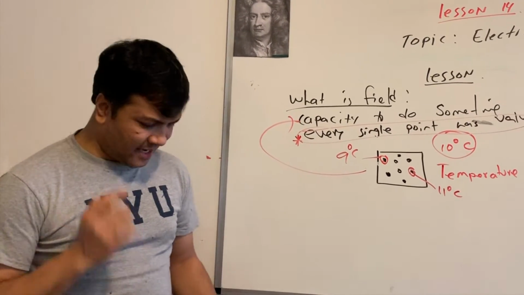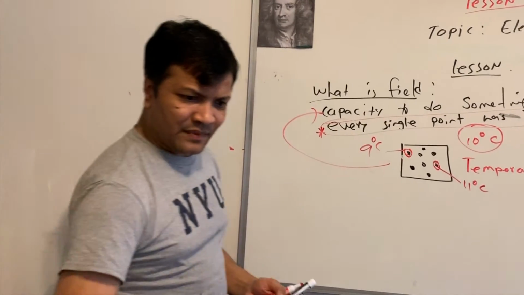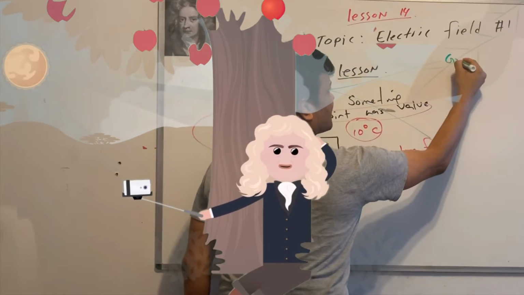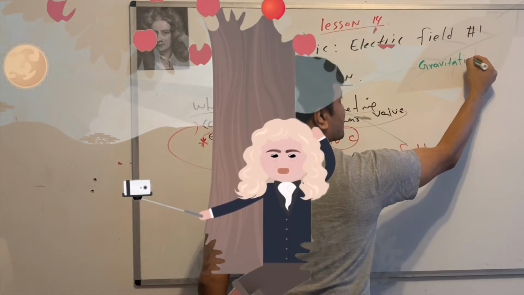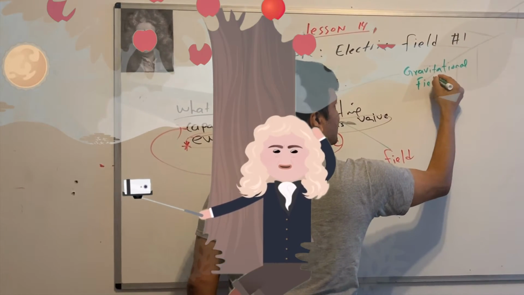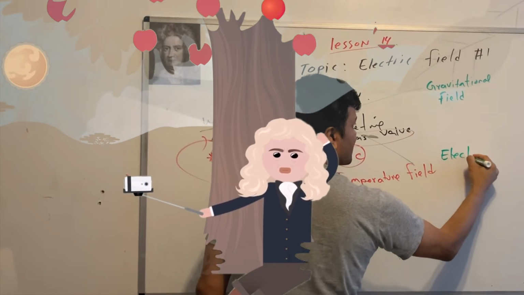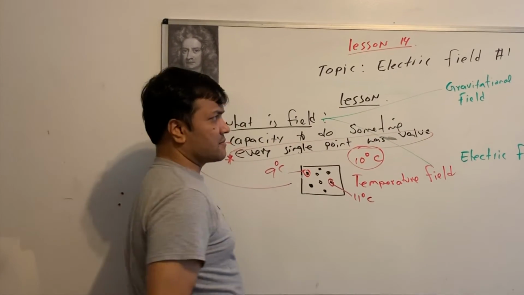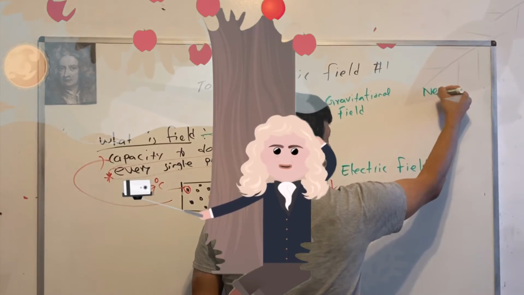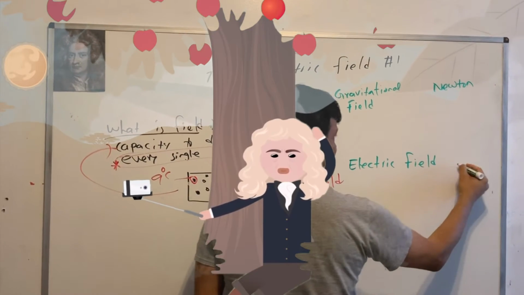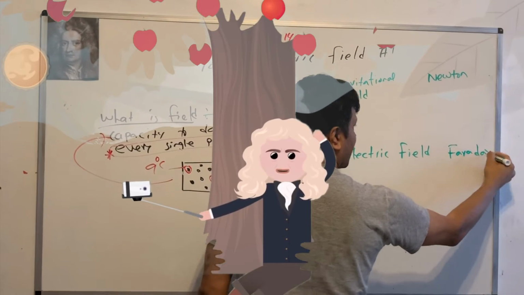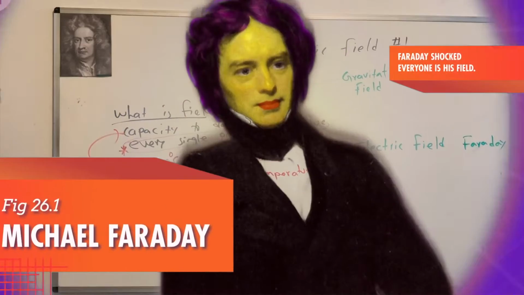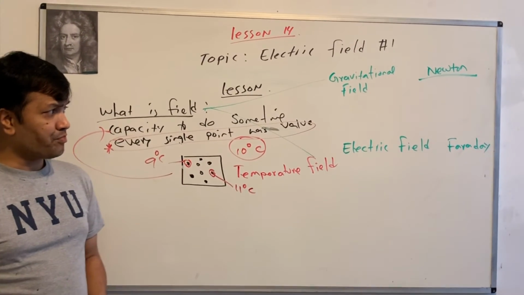You get it? Okay. Now today we're going to talk about two types of field: gravitational field and electric field. The gravitational field was first discovered by Sir Isaac Newton, and the electric field was discovered by Faraday. I give lots of credit to Sir Isaac Newton for discovering the gravitational field, and lots of credit to Faraday for discovering the electric field.